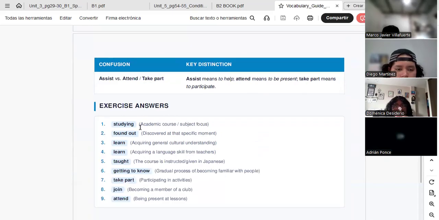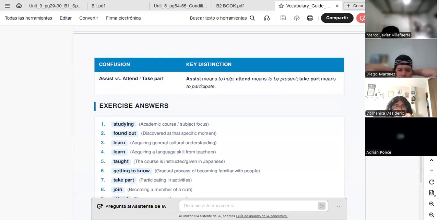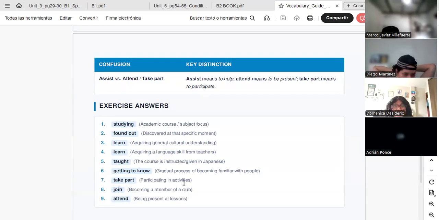Study means academic courses, subject focus. Find out means to discover at the specific moment. Learn means to acquire a language or general cultural understanding, or a language skill from teachers. Teach means the course is instructed, given in Japanese, taught, enseñar. Get to know is a gradual process of becoming familiar with people. Take part means participating in activities. Join means becoming a member of a club, and attend means being present at a lesson.